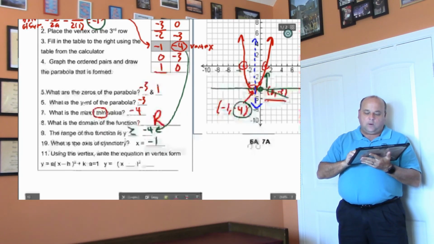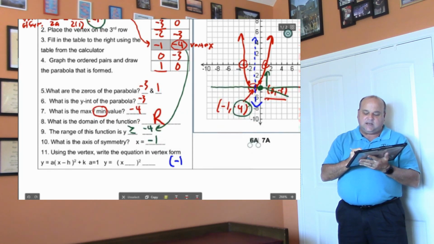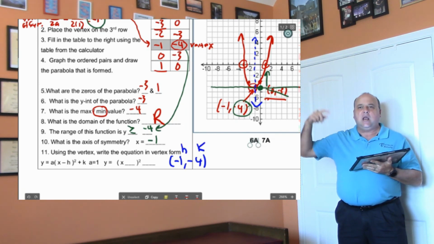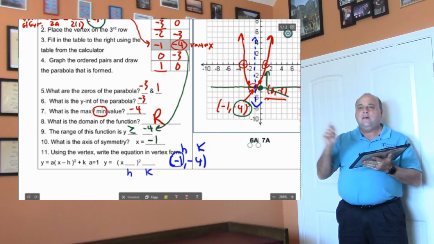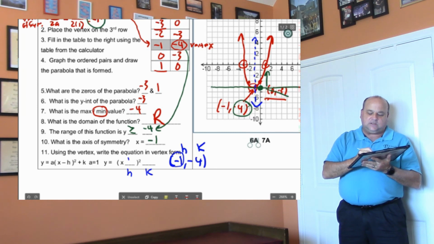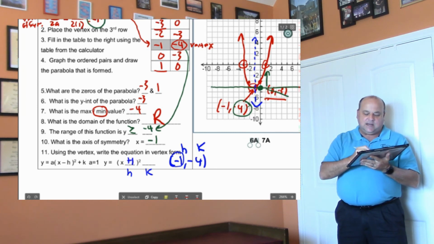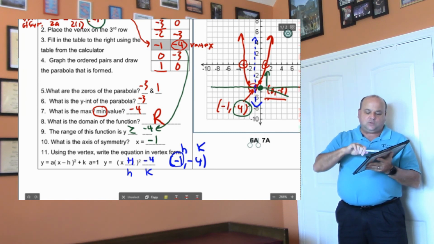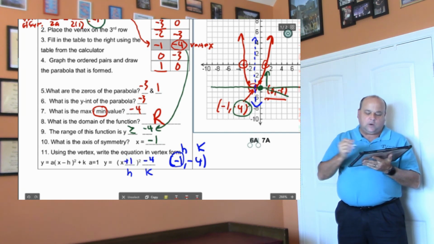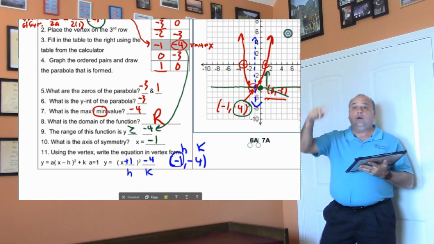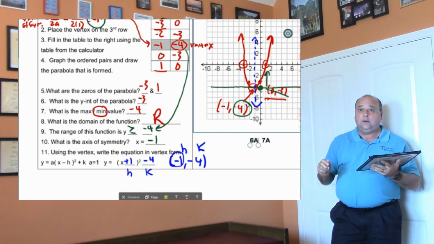The vertex form, write down your vertex. Your vertex is (-1, -4). Write down the h and k. There's a lot of information. When you plug in the h, the sign flips. So this will be my h and k. The opposite of -1 is +1, and then the k is -4. This right here would graph the same parabola, okay? So y = (x + 1)² - 4. On the star review, you learn how to flip this around, okay?